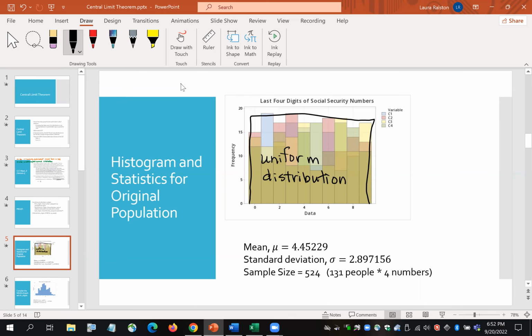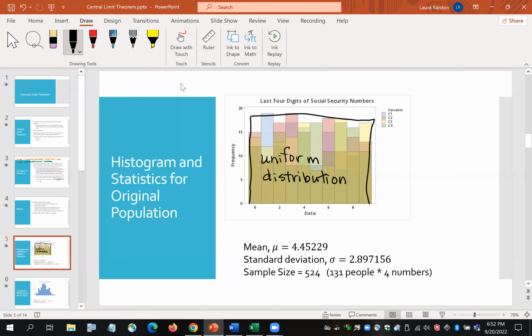If I calculate the mean of those 524 numbers, we get 4.45229, and the standard deviation is 2.897156 for those 524 numbers.